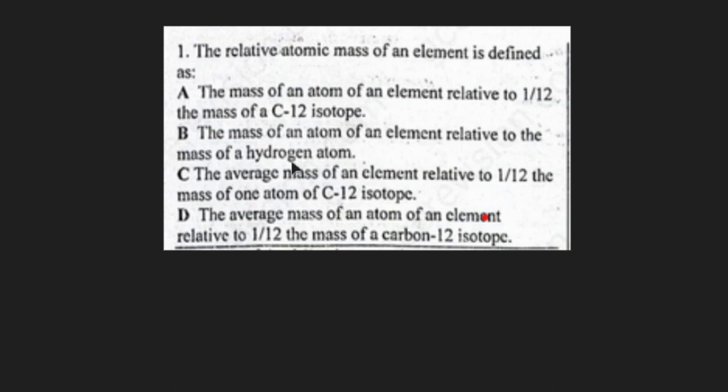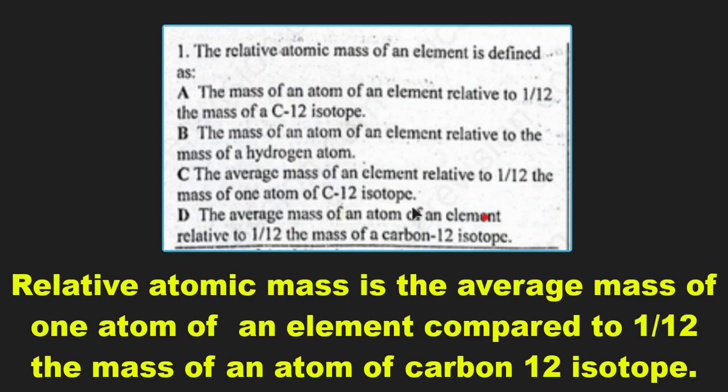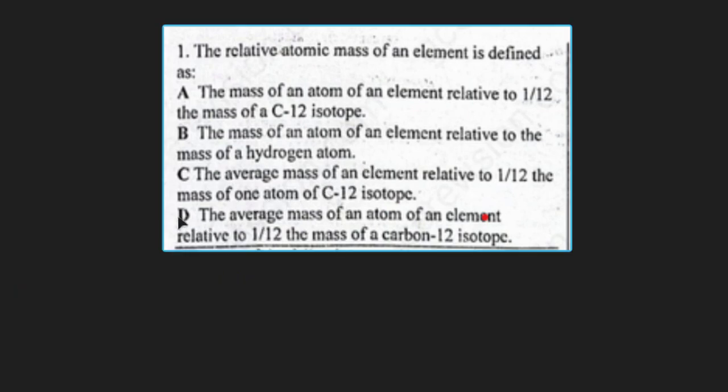Question number 1. The relative atomic mass of an element can be defined as... So what do we know about relative atomic mass? This is the average mass of one atom of an element compared to 1/12 the mass of carbon-12 isotope. So from these options, we see that the best definition is D, which says the average mass of an atom of an element relative to 1/12 the mass of a carbon-12 isotope. So our correct option is D.